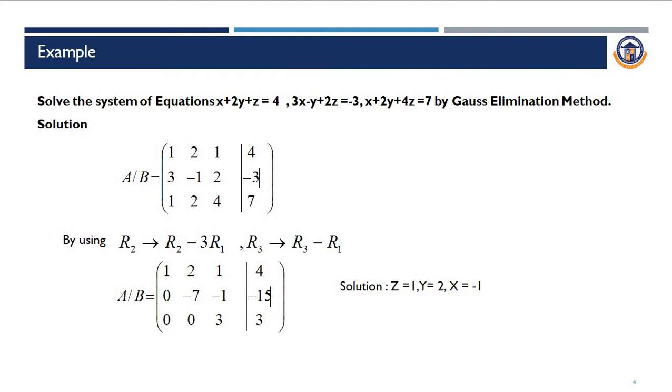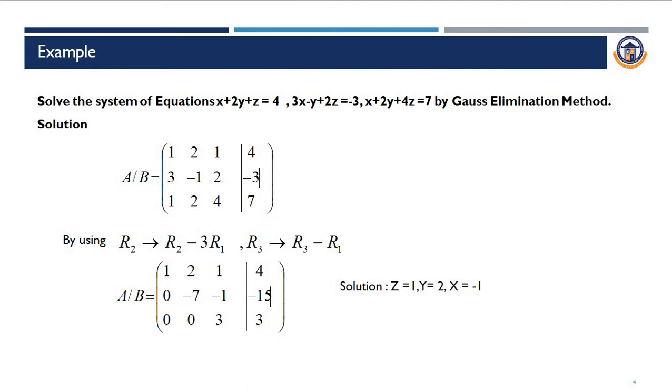Now what do you mean by augmented matrix? You have to write the coefficients of x, y, z in the coefficient matrix, and the rightmost constants we have to write in each row. Now here the first equation is x plus 2y plus z, so I have to write the x coefficient as 1 and the y coefficient as 2 and the z coefficient as 1. Then this constant 4 I have to write here.